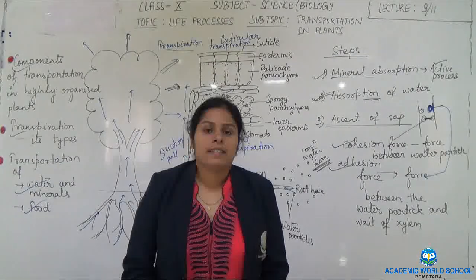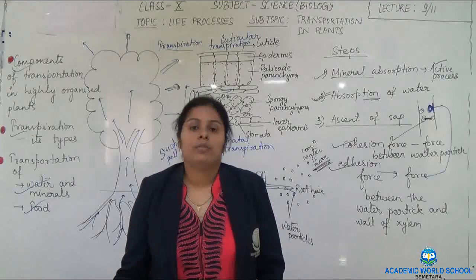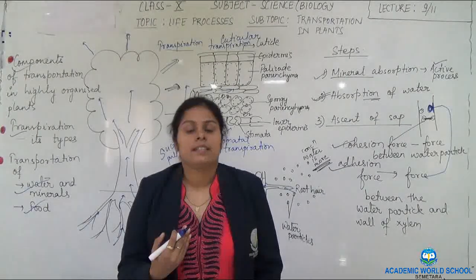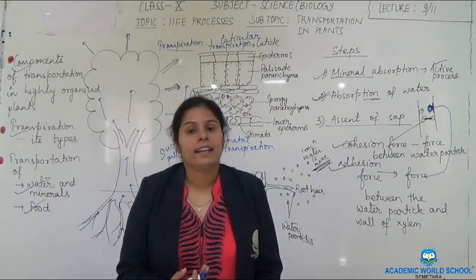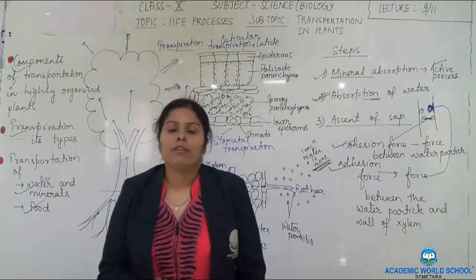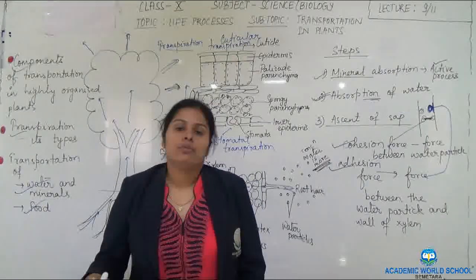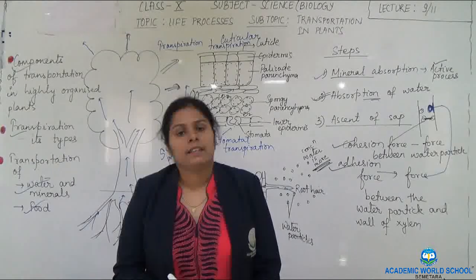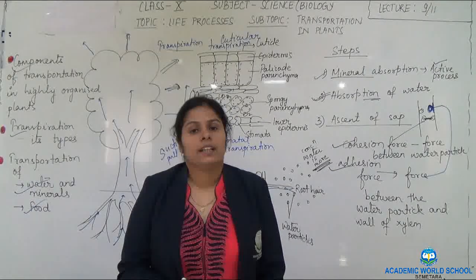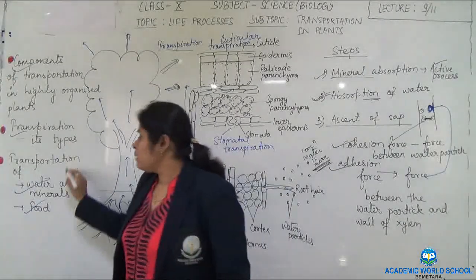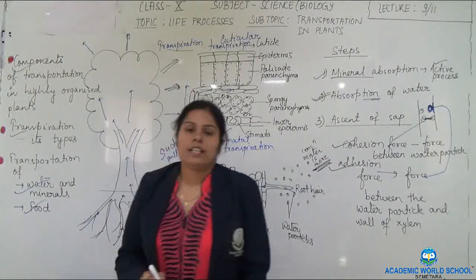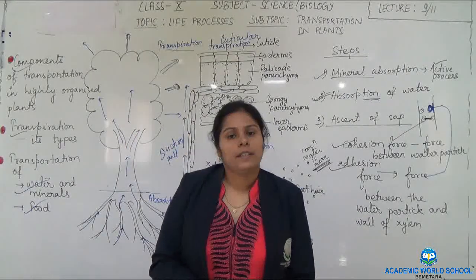So what we understand is that xylem is only unidirectional, it moves only in the upward direction, whereas the phloem travels to all parts of the plant. It can move in any direction. So this is how the water and minerals and food are transported to different parts of the plant.